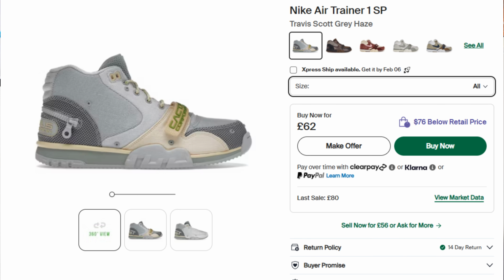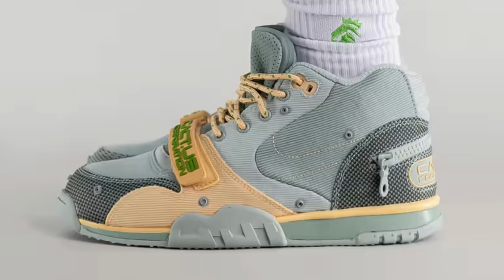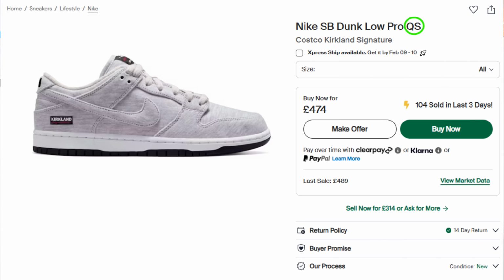The next one you're going to see is probably an SP. An SP means special project. Special project means it's a project that's been embarked on by Nike, Adidas, or any other company, and they usually come with specific materials, different styles, or something unique. The next one I'd like to talk about is QS, Quick Strike.